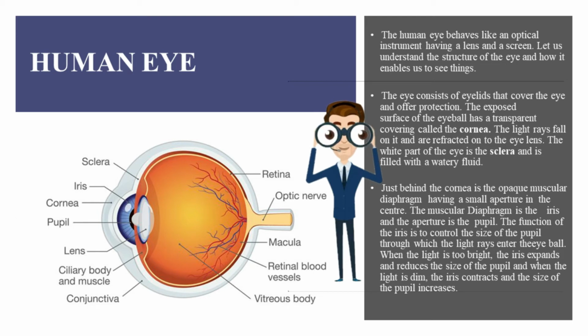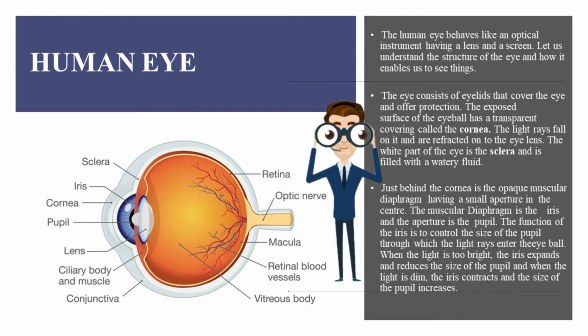The light rays fall on it and are refracted onto the eye lens. The white part of the eye is the sclera and is filled with a watery fluid. Just behind the cornea is the opaque muscular diaphragm having a small aperture in the center. The muscular diaphragm is the iris and the aperture is the pupil.